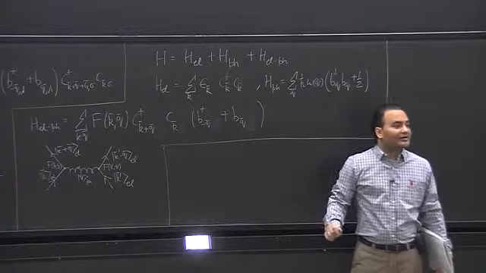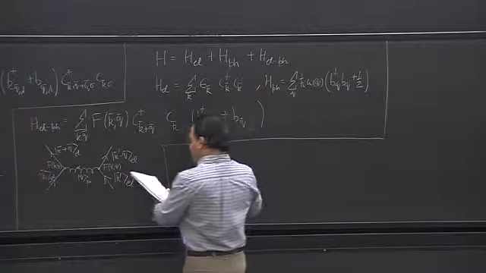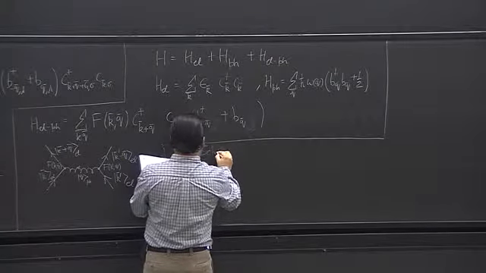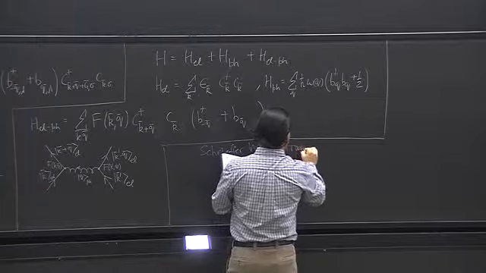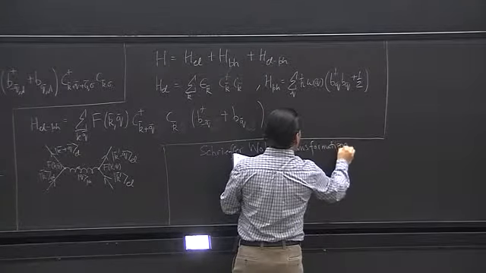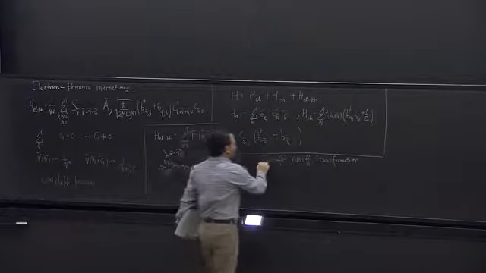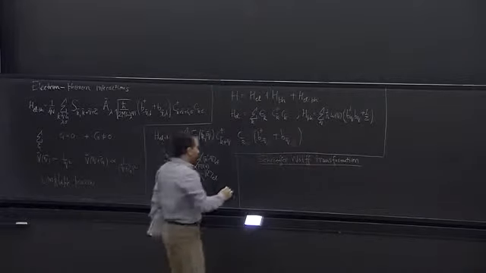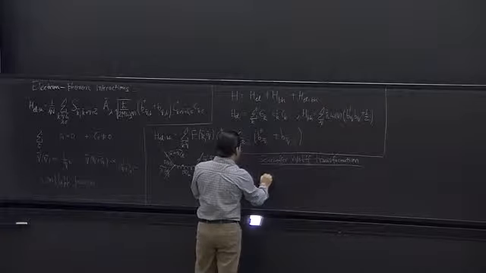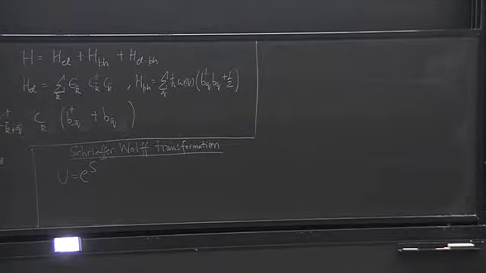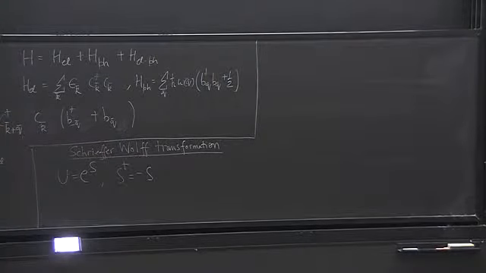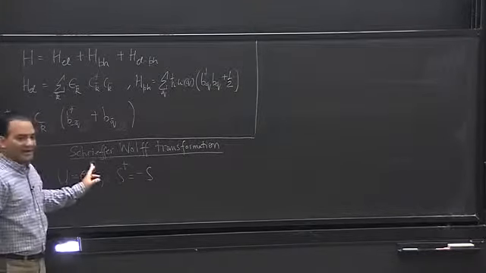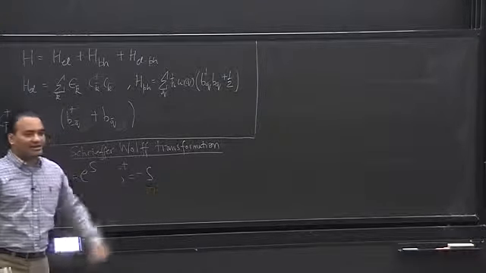Any questions so far? So let's formally discuss what this Schrieffer-Wolff transformation is. The goal is to find a unitary transformation U that can be written as e to the power S, where S dagger is equal to minus S. So S is some operator, and it is such that S dagger is equal to minus S.